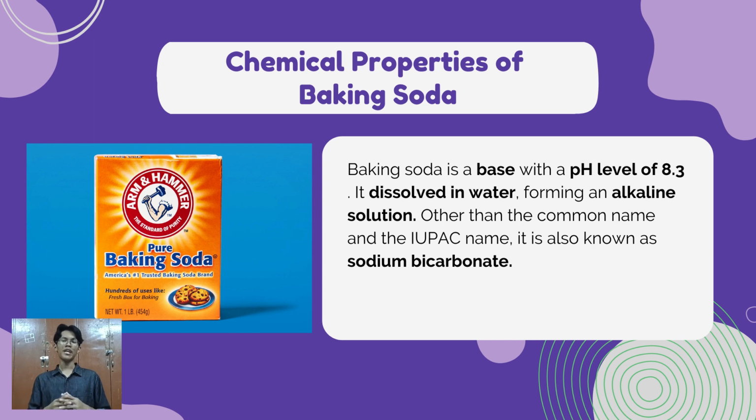Up next, we have the chemical properties. Baking soda is a base with a pH level of 8.3. It dissolves in water to form an alkaline solution. Other than the common name and the IUPAC name, it is also known as sodium bicarbonate.